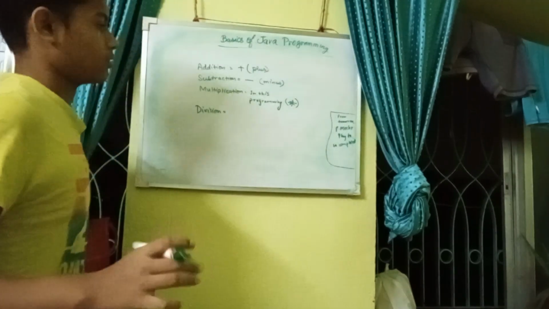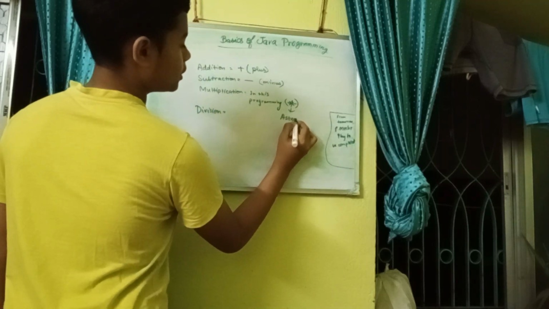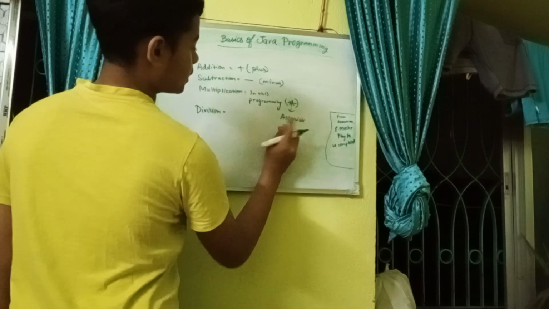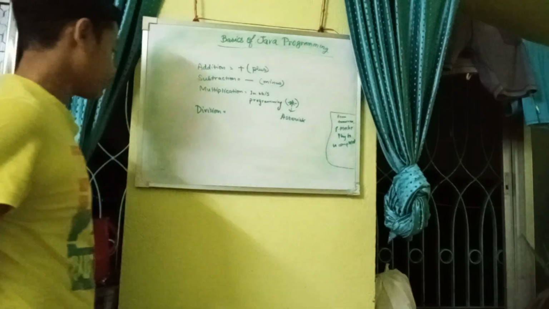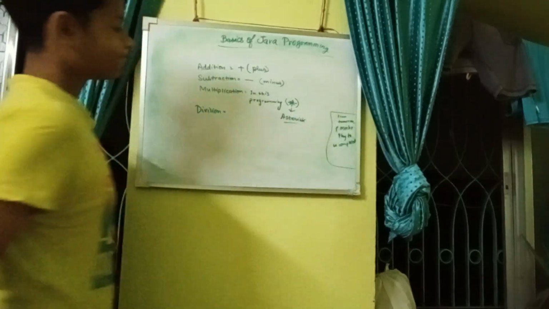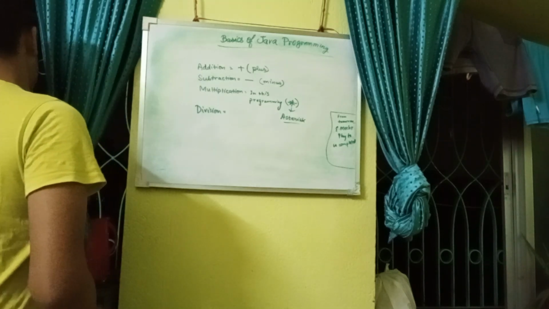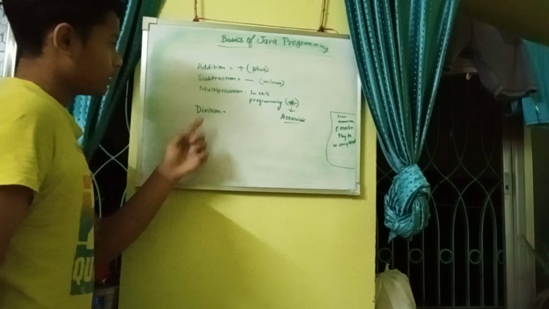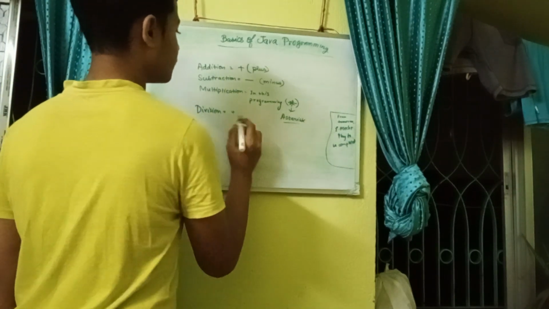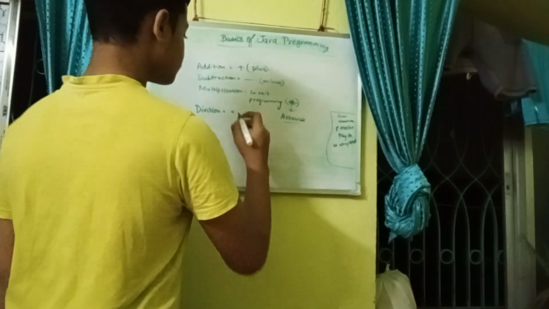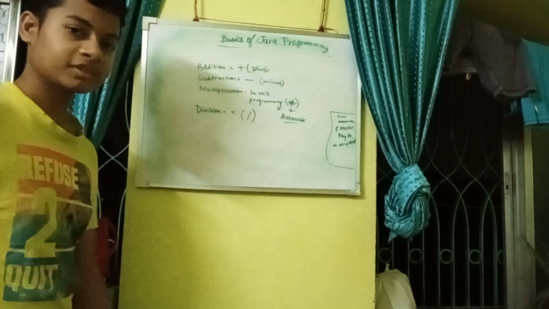Okay, asterisks. I'm writing the spelling, asterisk. And in case of division in programming, only one thing changes: we use this slash sign.